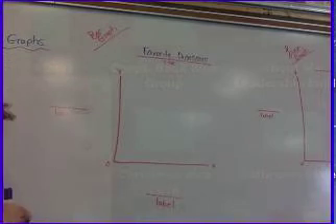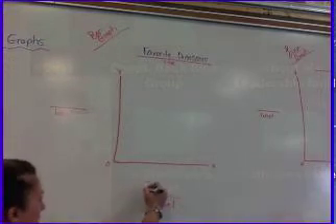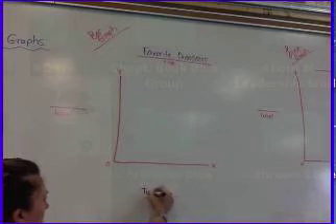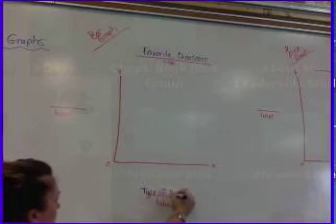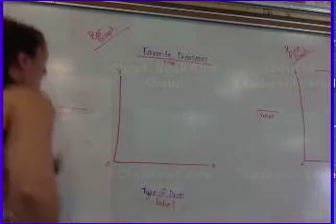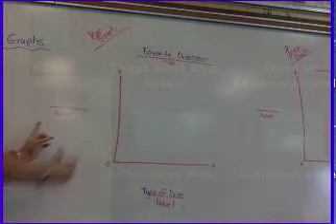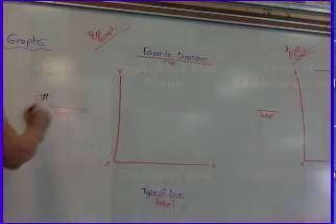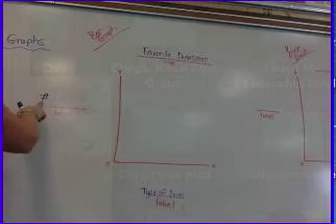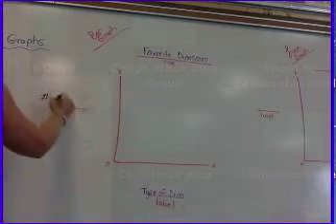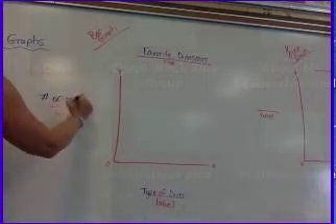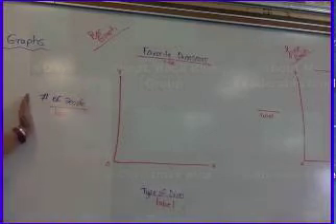So the type of dinosaur is going to come down here. I'm going to write type of dino. And then over here, I have the number of people. I'm going to abbreviate it, so I'm going to put the hashtag, which actually stands for number. Number of people. Because that's the number of people I asked. That's what the data is telling me.